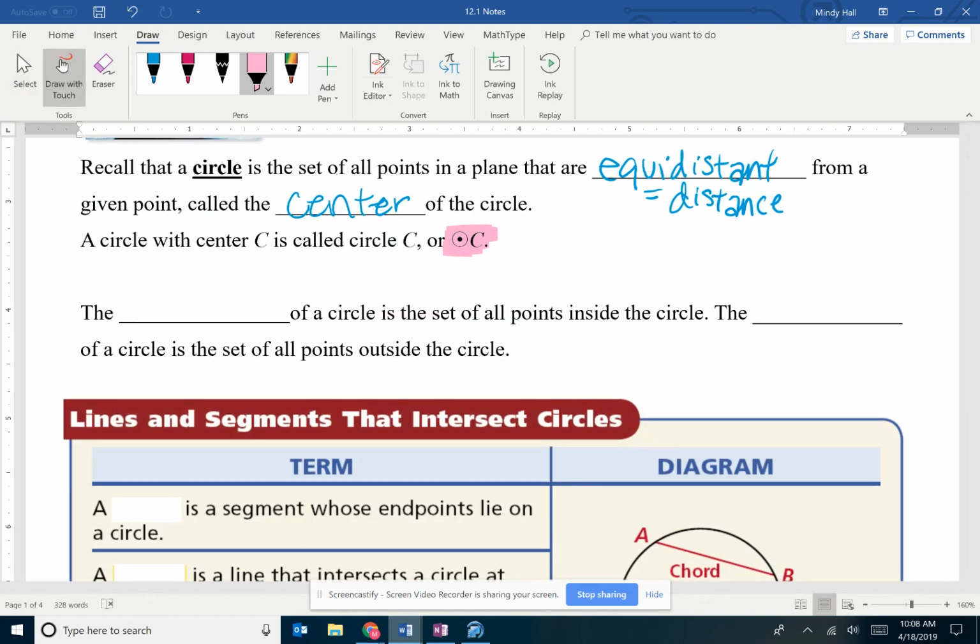So the interior of a circle is a set of all points inside of the circle. And the exterior of a circle is the set of all points outside of the circle.